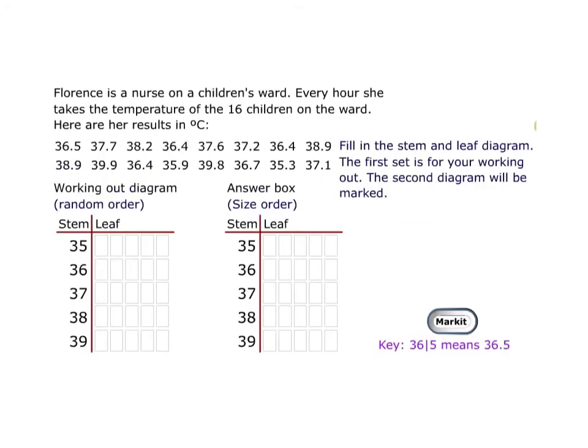Have a go at putting this data, which is the temperature of children, into a stem and leaf diagram. You might want to do a working out one like we did before, where you just put them in this order here, and then your actual one where you redo them in the correct order. Don't forget your key. Press pause while you do this and then press play to continue.